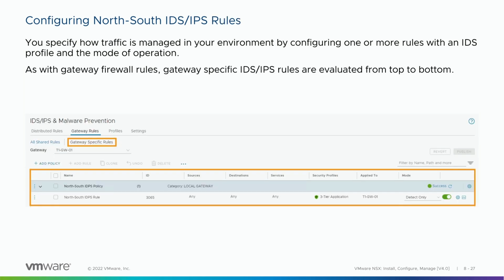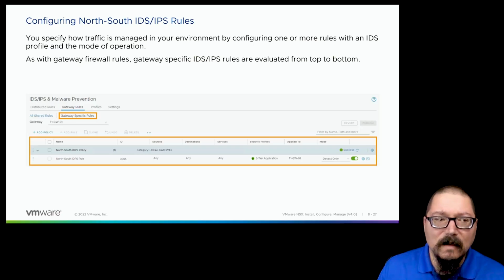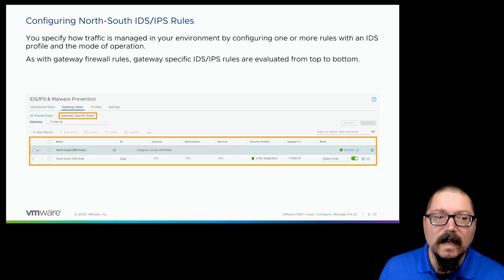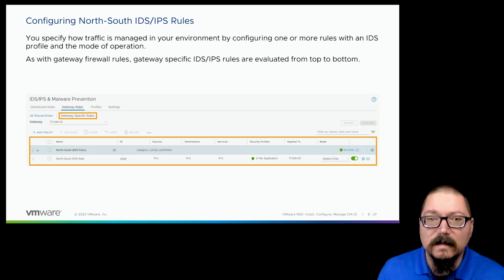Configuring rules, instead of going to the distributed rules, I can go to my gateway specific rules under my IDS/IPS rules. And here I'm going to again create the policies and rules just like I have been. I need to make sure I select an appropriate IDS/IPS security policy and set my detect and prevent mode.